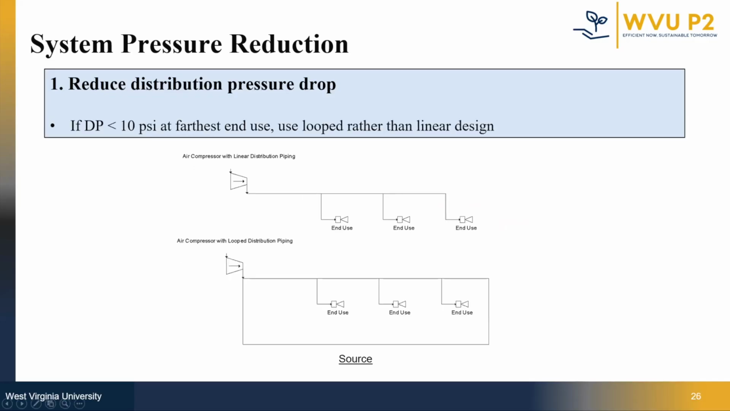Another simple way to cut down on pressure drop is by looking at how the system is laid out. If your system is designed in a straight line or linear setup, the air has to travel farther, and by the time it reaches the last end use, the pressure can be much lower. That is wasted energy, and it often pushes operators to crank up the compressor pressure just to compensate. A loop piping design solves this problem.